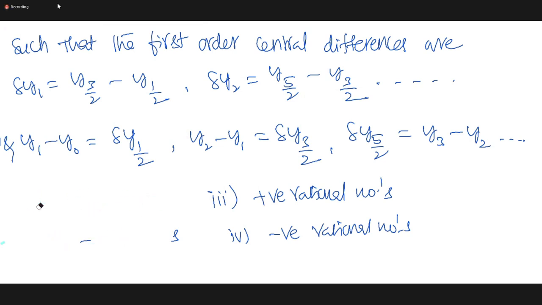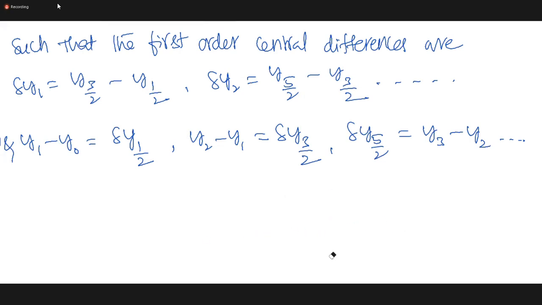Okay, so that is based on the given data. In the given data, if the suffixes are integers, then we get the suffixes of first order central differences in terms of rational numbers. For example, here y1 minus y0. What are the suffixes here? 1, 0, integers. Then in the result of first order central difference, what is the suffix here? Rational number.